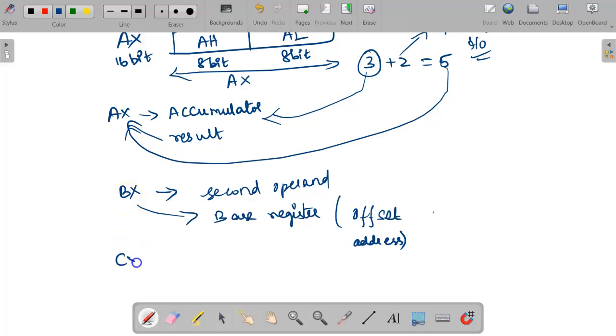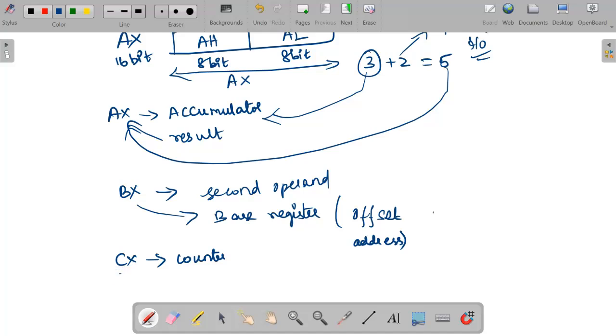And then the CX register can act as a counter. That is, it is used to store the count during multi-iterative operations. Whenever we need to do a repetitive action, how many times it has to be done, that count I can store in the CX register.